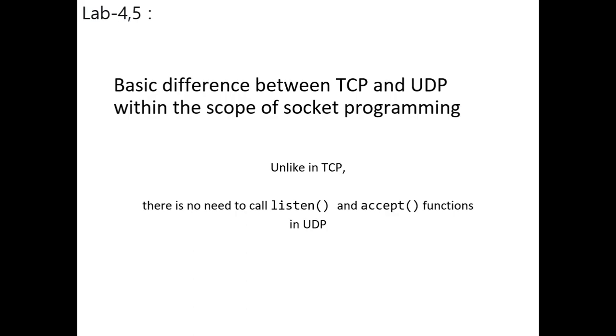The difference between TCP and UDP is that there is no need to call certain functions from the perspective of socket programming. In UDP, we don't need to call listen and accept like in TCP. So that was the technical, programming difference between TCP and UDP.